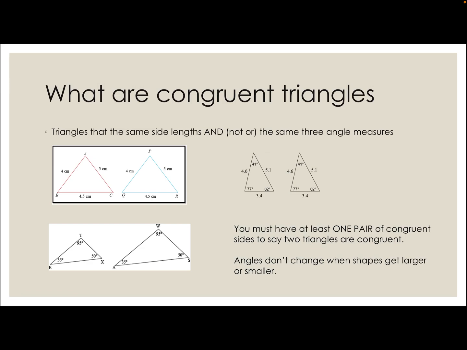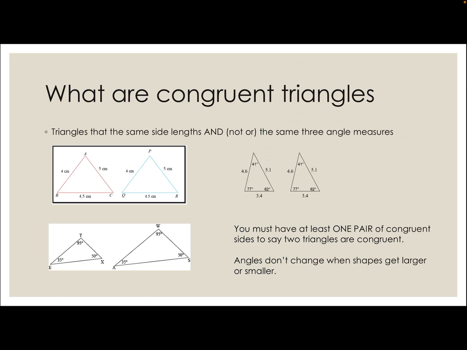So what are congruent triangles? They are triangles that have the same side lengths and the same three angle measures. They have the same three side lengths and the same three angle measures. The "and" is not "or" because we'll see that triangles can have the same three angles and not actually be congruent. Congruent means same size and same shape.